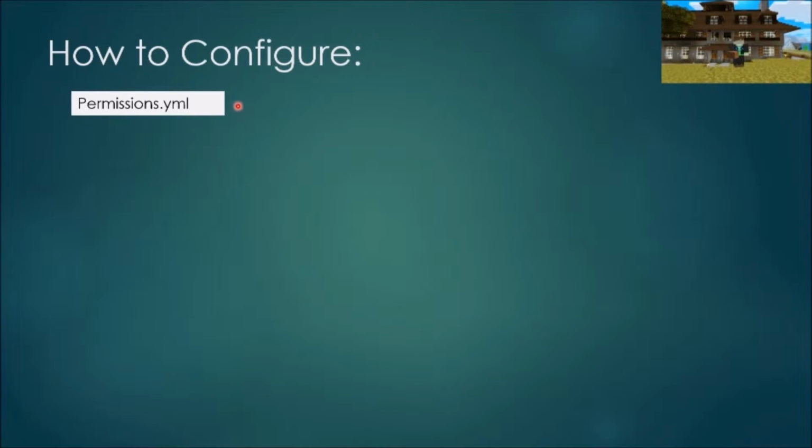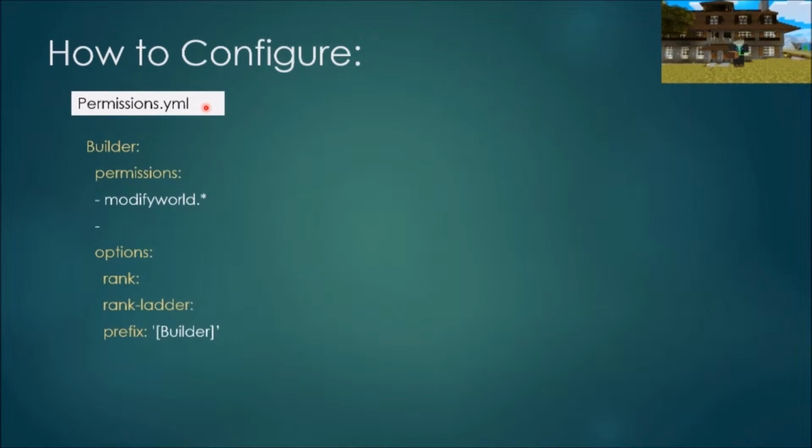Right, let's start off. How do we configure this? First of all then, go to permissions.yaml. Open that up and let's compare it to what rank you should have there, or a similar type of rank already. So in this case, a builder rank. You'll have the permissions set already. In this case here, we've got modify world and whatever else follows.